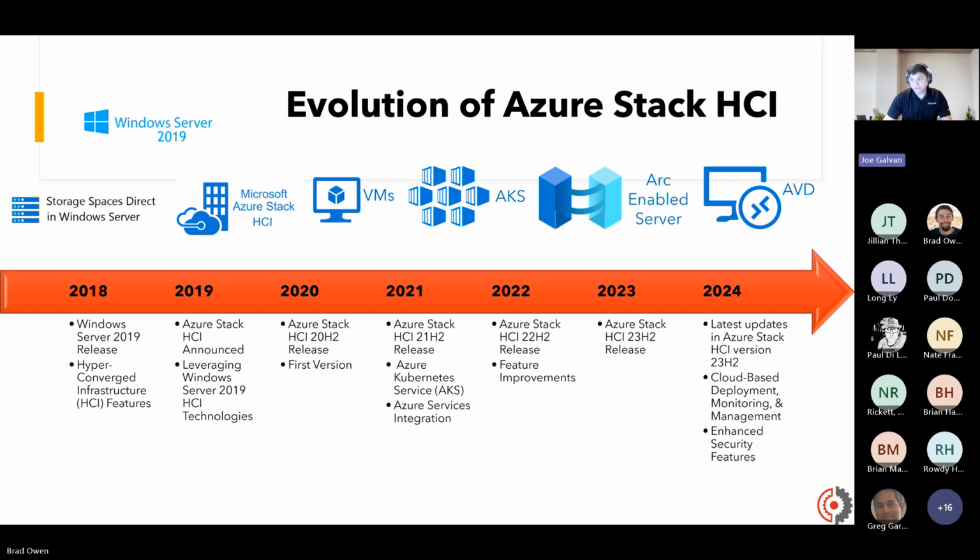2021 H2 brought the Azure Kubernetes service as far as the supported workload. In 2022 H2, that update really focused around feature improvements and then simplified deployment. There weren't any additional supported workloads, but they also broadened the hardware vendor support list.